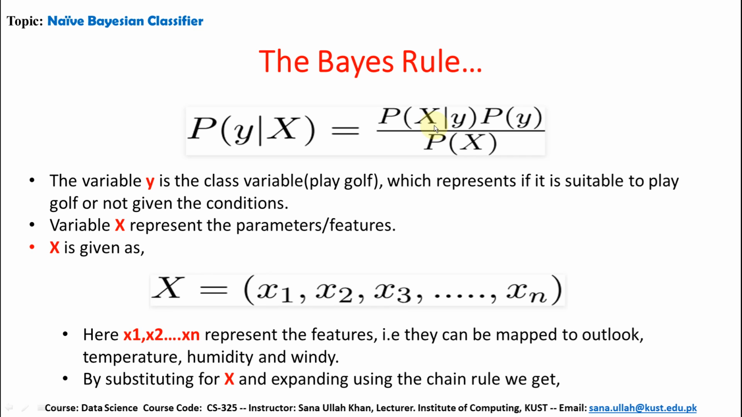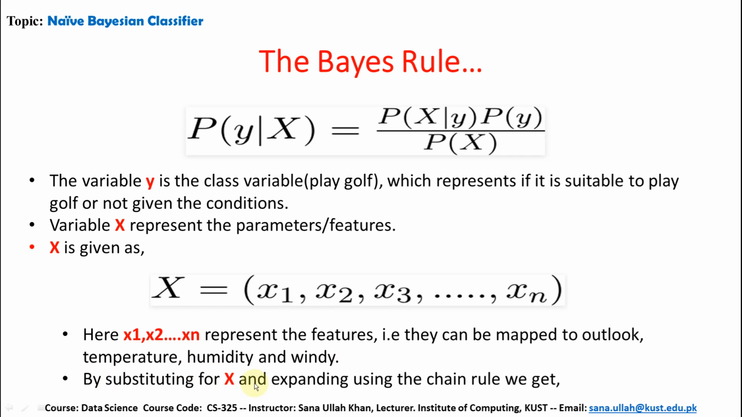The variable Y is the class variable, meaning play golf or not play golf, which represents whether it is suitable to play golf given the conditions. Variable X represents the parameters or features. X is given as X equals X1, feature 1, feature 2, up to feature n. The features can be mapped to outlook as feature 1, temperature as feature 2, humidity as feature 3, and windy as feature 4.